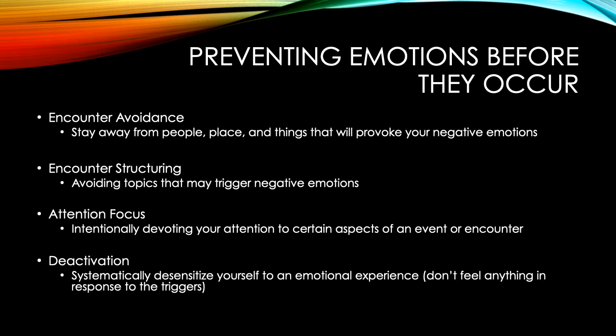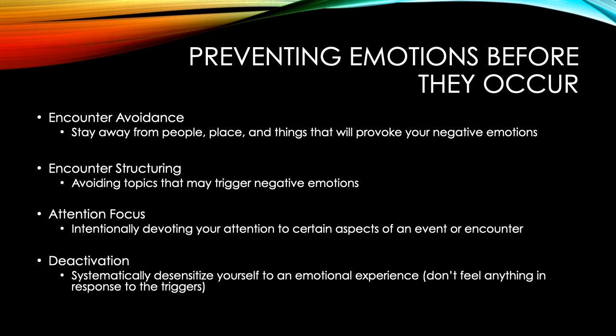So there are four different things to consider when thinking about controlling your emotions before they occur. The first one is encounter avoidance. So if you know that seeing your cousin Joe really upsets you, then don't see Joe. Don't put yourself in places or work with things or artifacts that will provoke your negative emotions about Joe. Right? Just because your family is meeting doesn't mean that you have to interact with Joe.